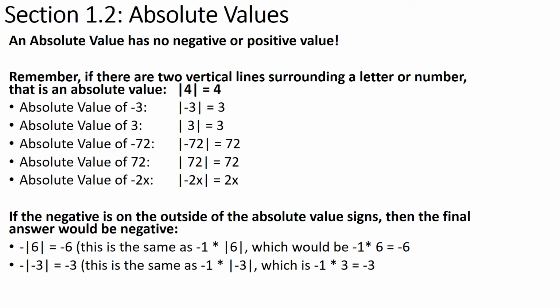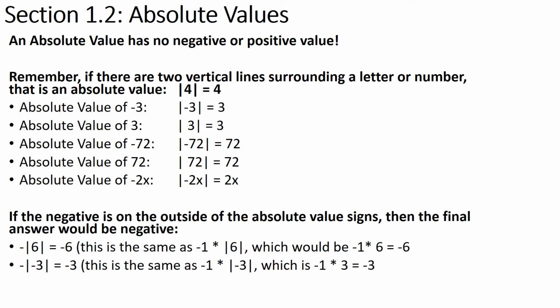Absolute values. Absolute values are the value of a number regardless if it's positive or negative. The best example of this is if you take 3 steps forward, that would be plus 3. But you took 3 steps. If you took 3 steps backwards, that'd be minus 3, but you still took 3 steps. So the absolute value is the value, the count of those numbers.